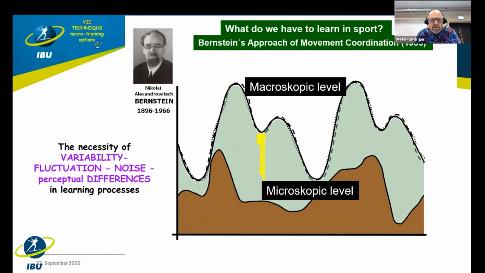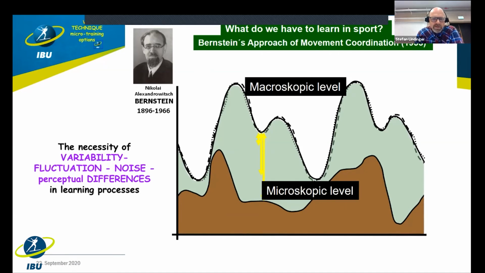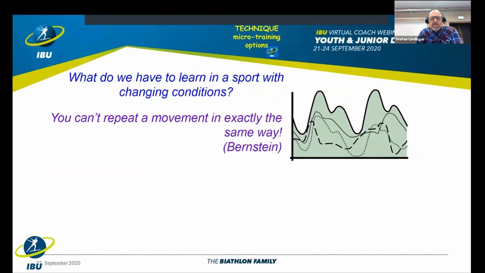We cannot stereotype in training if we know it is so. We need to teach the skier to adapt fast and to create a neural network to gain a lot of these different green parts of muscle input into the movement. That has to be learned. That makes adaptability. So what we have to learn in a sport with changing conditions is that you can't repeat the movement in exactly the same way.